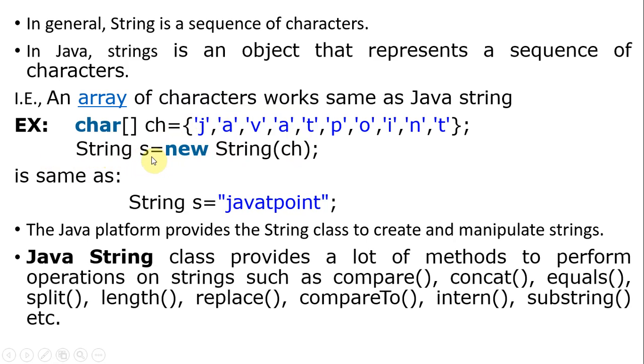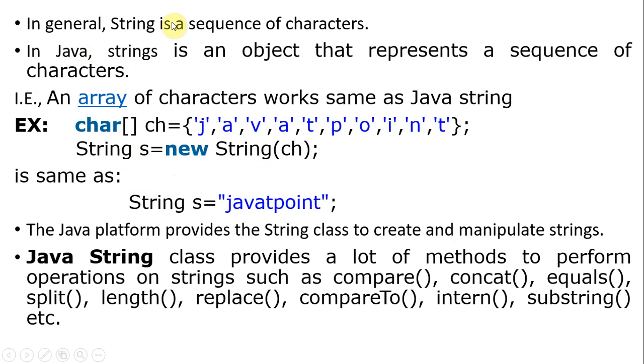How do we create an object in general? The name of the class, the object name equal to new class name, like that you can create an object, right? Now String is a class in Java. String acts as a data type, as an object, and is actually a class. Everything in Java is actually a class. Here s is a reference to this class. New is an operator for creating an object, and String is a class, so the same name repeats here. This is nothing but a constructor call, where we are passing ch, which is a character array. By passing the character array in this way, we get an object.